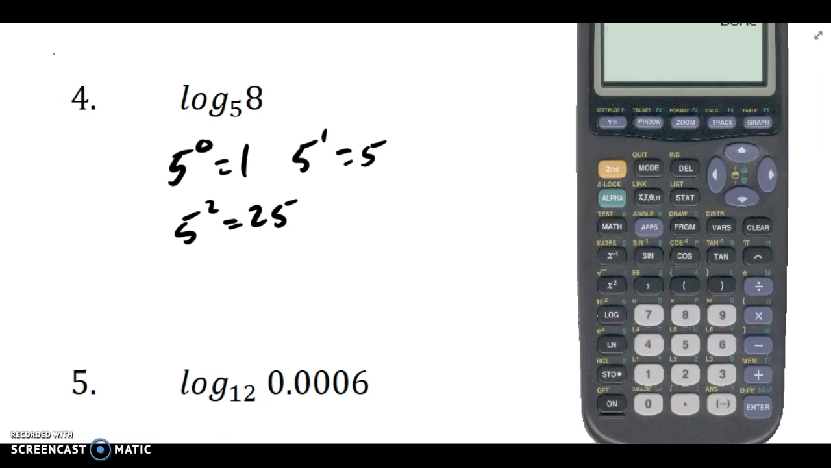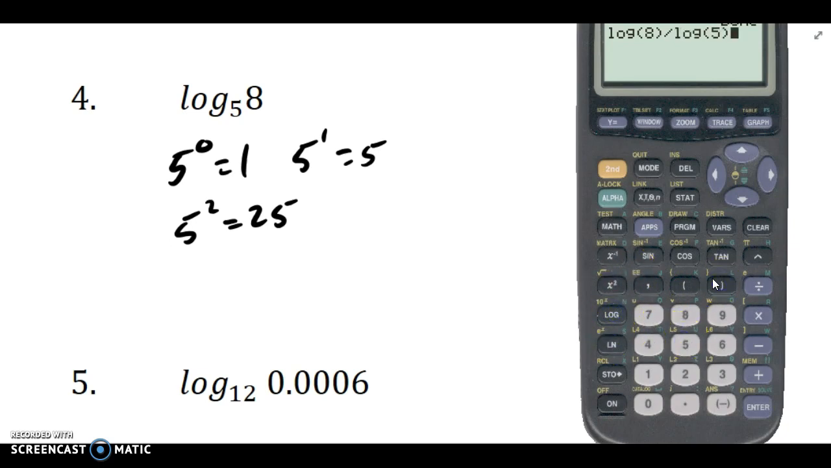So here's my calculator, and I'm going to put this in a little weird, okay? It's called change of base, because this log button that I have right here is log 10, not log 5. So what we need to do is we need to do 2 logs, one divided by the other. So I'm going to start with the top number. The top number is 8. So it'll be log 8 divided by log 5.